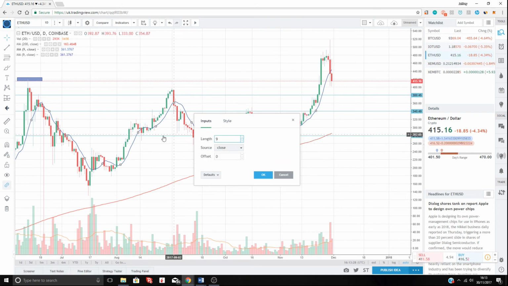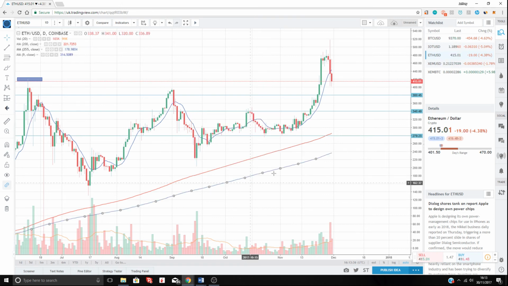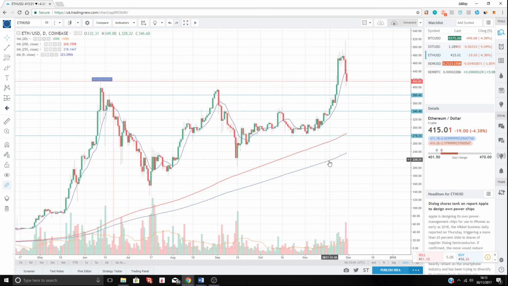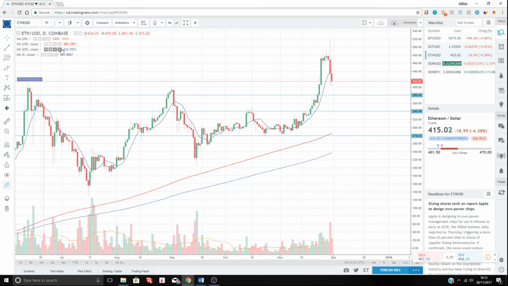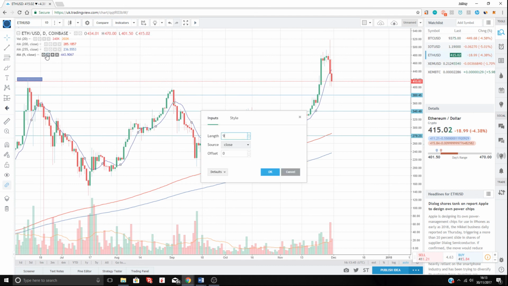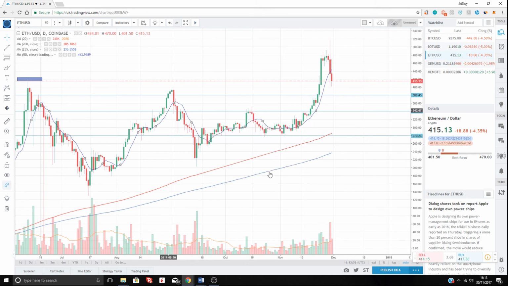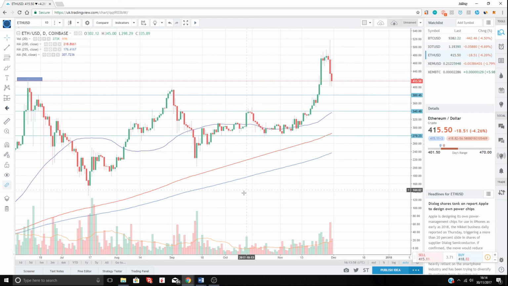Keep it blue actually. Okay, and as you can see now it's down here, closer to the 200 MA. And let's change this one to 50 for fun. I don't ever use it, but hey, just for demonstration purposes. There we go. As you can see, the 50 MA is a lot closer to current price.